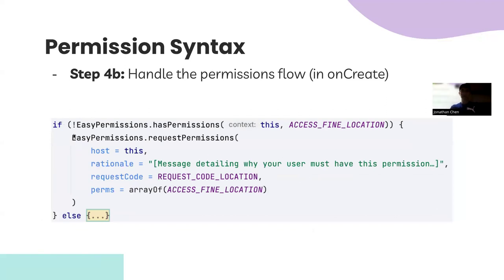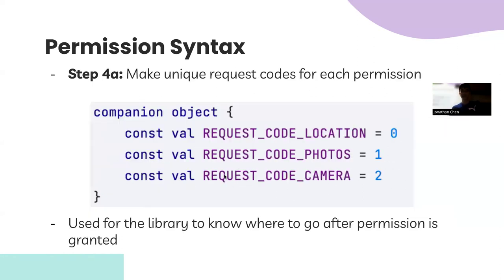And then in onCreate, you're going to say, if we don't have permissions for this type of permission, then we're going to request it. The request code is the request code for the location. The rationale is the message that comes with the pop-up. And then the params are the actual permission object, I guess. You can see these two line up, the params here and the params here, and the request code is what you defined yourself.